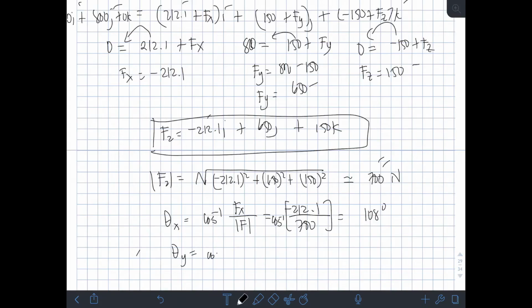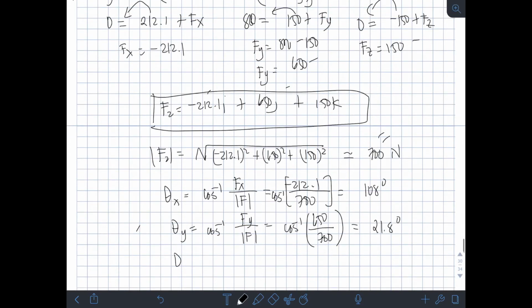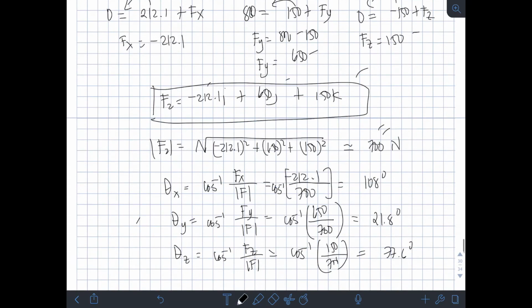Then, yung theta y will be arc cosine naman nung fy over magnitude. So, arc cosine ng ano yung fy? 650 divided by magnitude 700. So, therefore, using calculator, we have theta y is 21.8 degrees. Then, lastly, theta z will be arc cosine nung fz over magnitude. So, we have arc cosine, ano yung fz? 150 divided by magnitude na 700. So, using calculator, ano si theta z? 77.6 degrees. Okay? So, therefore, these are the coordinate direction angles ng F2.